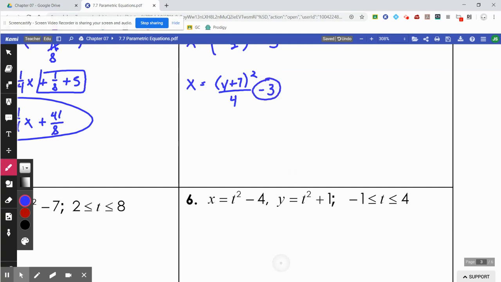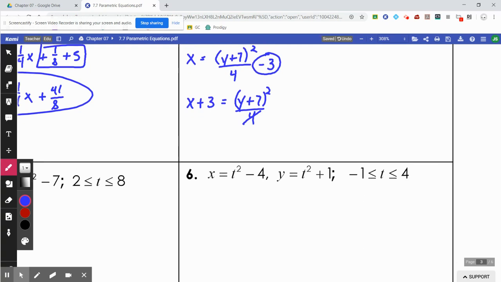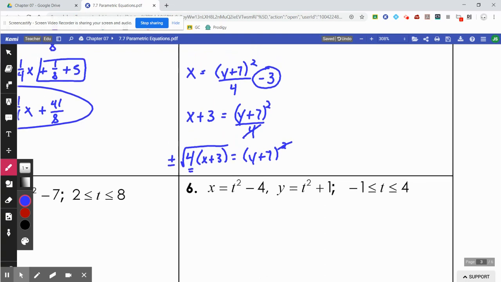Take the minus 3 and move it over, and you now have x plus 3 equals (y plus 7) squared over 4. Now we're going to move our 4 over, and that's the reason I went ahead and squared it out. Move the 4 over by multiplying, or you can leave it as 4 parentheses x plus 3, because I'm looking ahead at what's about to happen. Because now I've got to take the square root of that. To get rid of this square, I've got to do plus and minus the square root. And since that was a 4, I just left it so that I can split that and clean it up.